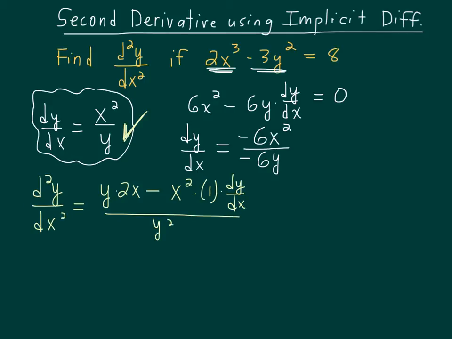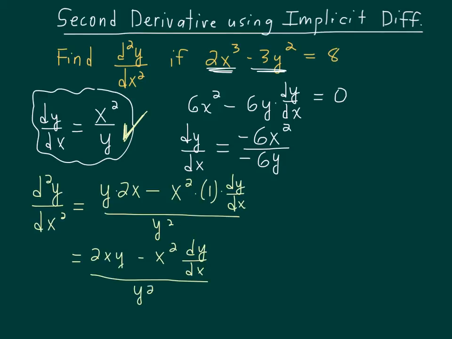So we can clean this up a little bit by saying, okay, this is 2xy minus x squared dy/dx all over, let me make this a little more clear, it's the entire thing, this entire quantity is over y squared.